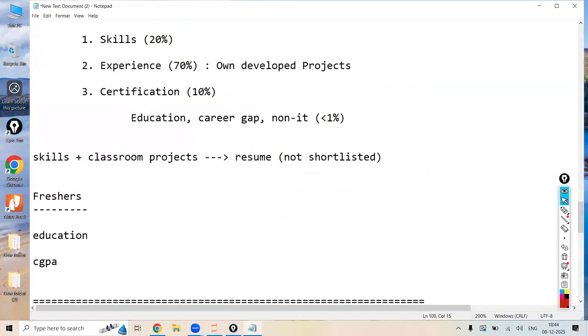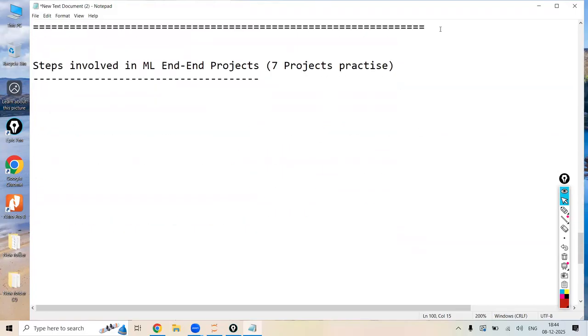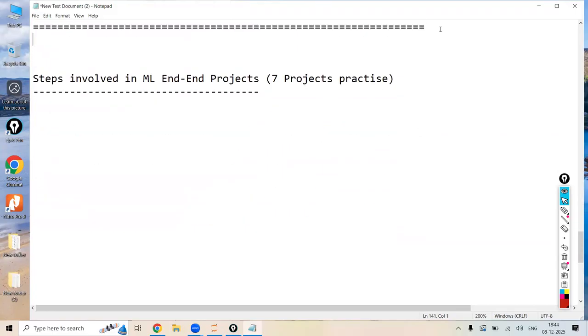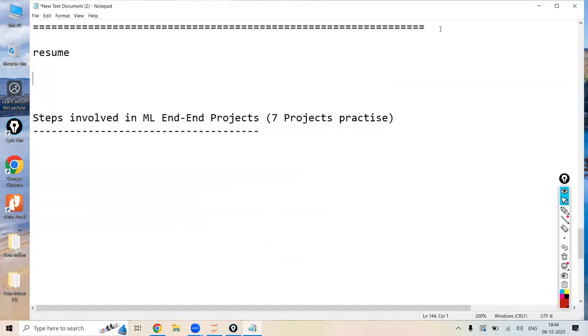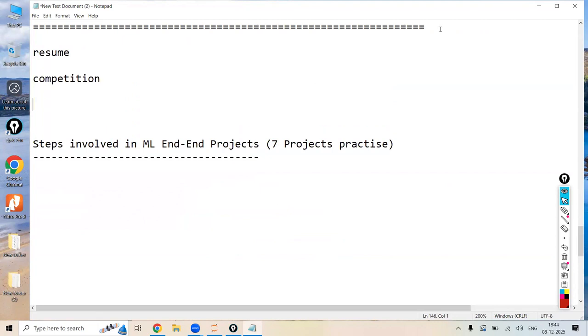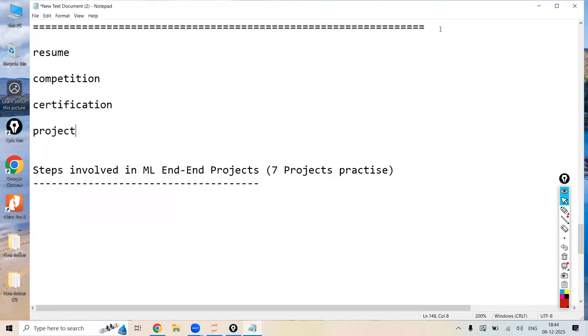Now, whenever resume preparation is required, remember guys, I will tell you how to prepare the resume. Whenever you have to take part in a competition, I will tell you how to do it. Whenever certification is required, I will tell you how to take the certification. Whenever you have to do projects, I will tell you the projects. I will tell you whenever you have to do that. Just blindly follow me.